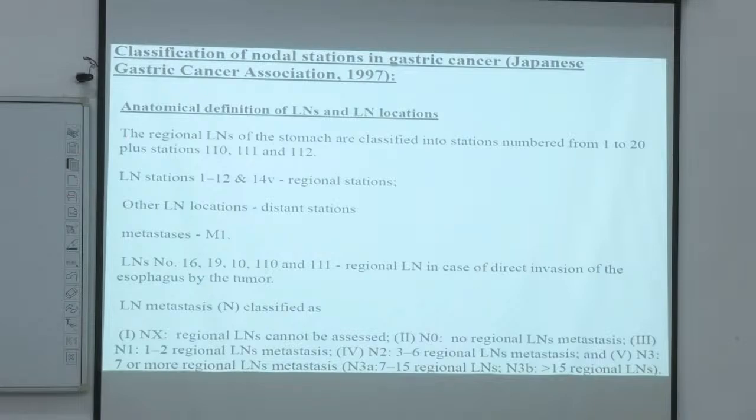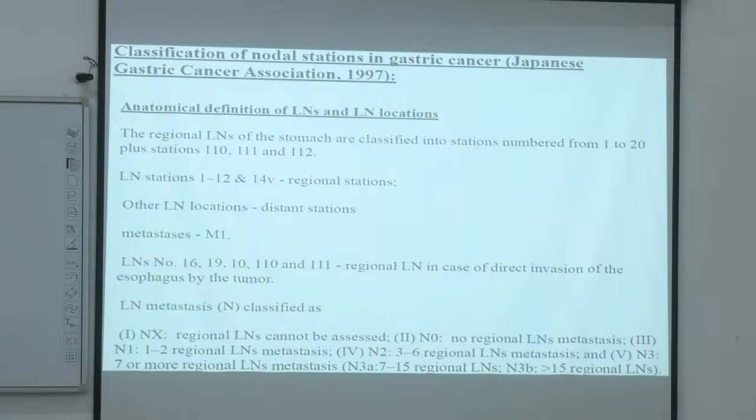The regional lymph nodes of the stomach are classified into stations numbered from 1 to 20, plus stations 110, 111 and 112. All these stations you have to learn during your surgery. Gastrectomy is an important operation. So lymph node stations 1 to 12 and 14 are regional stations. Other lymph node stations are distant stations. 1 to 12 and 14 are nearby to the stomach and others are distant to the stomach.